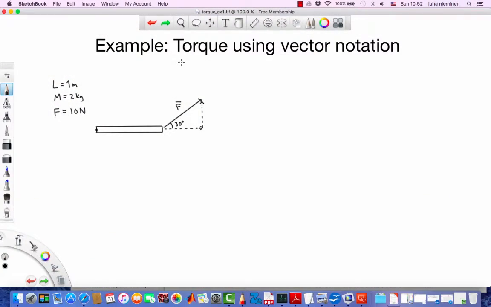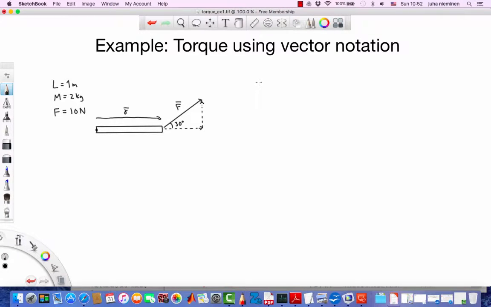Let's repeat the example that we went through in the overview video about calculating torque, but this time using vector notation. So, first of all, we have the vector f, and it's at a 30-degree angle relative to the axis of the rod. So let's complete the vector diagram. This is the vector r that indicates the location where the force acts measured from the pivot point.